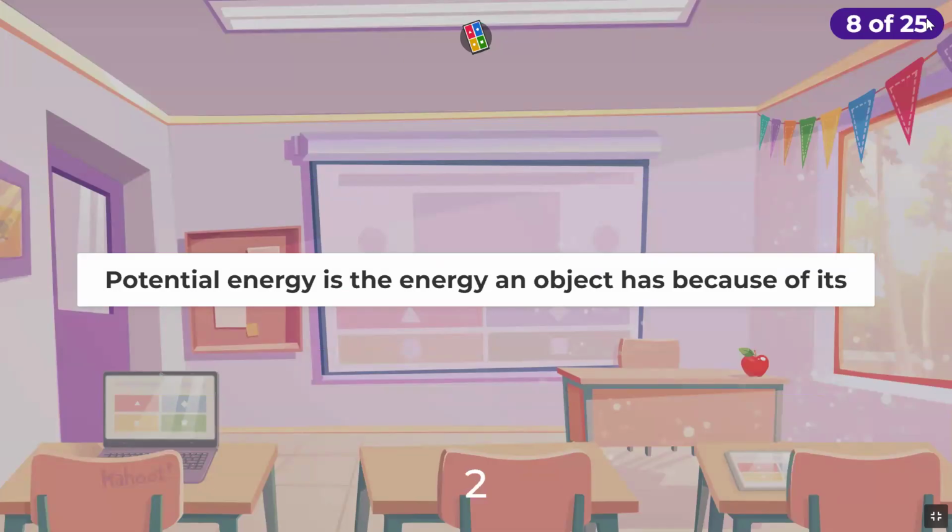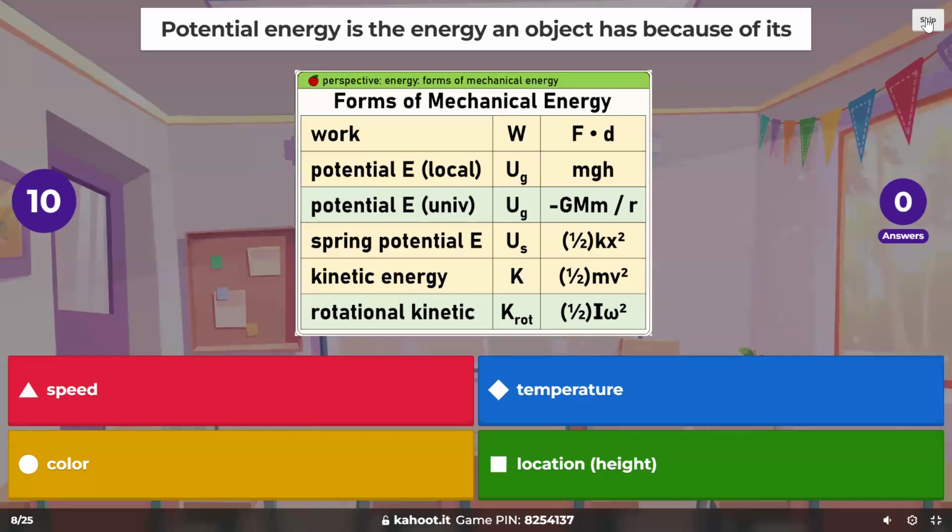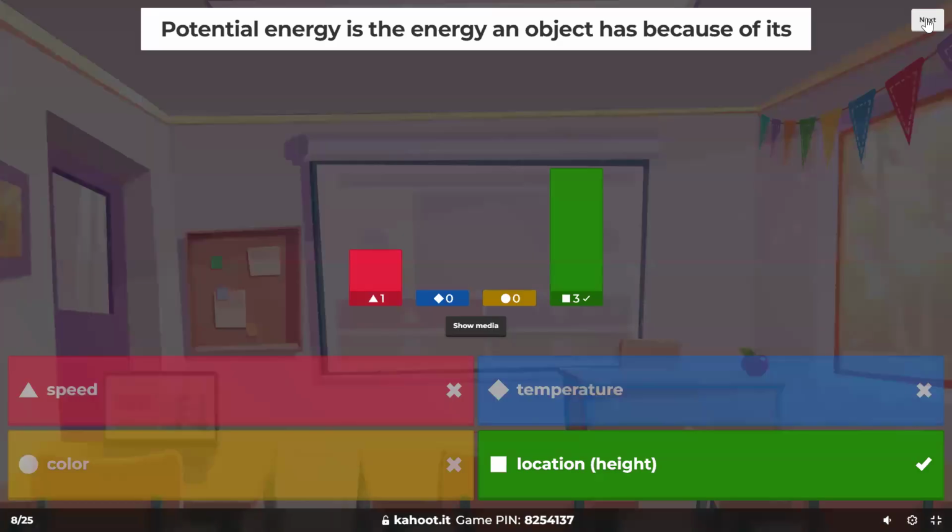Potential energy. Energy an object has because of its... Yeah. So I know the formula goes mgh, right? Mass times gravity field times height. So if I see any of those, the only option is height, right? So mgh. Guys, what's the type of energy related to speed? That'd be kinetic, right?